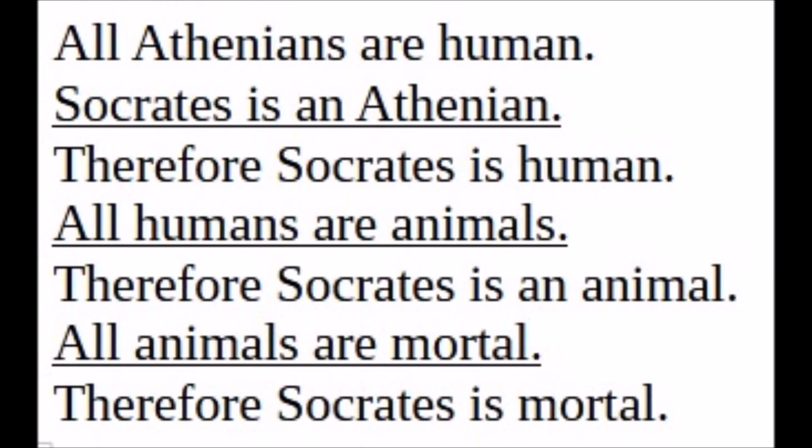The argument can be carried even further with the conclusion of one syllogism being a premise in another. For instance, all Athenians are human, Socrates is an Athenian, therefore Socrates is human. All humans are animals, therefore Socrates is an animal. All animals are mortal, therefore Socrates is mortal. Ultimately, the propositions that make up a syllogism are statements about class inclusions, to the effect of all, some, or none of one class are or are not members of that other class.